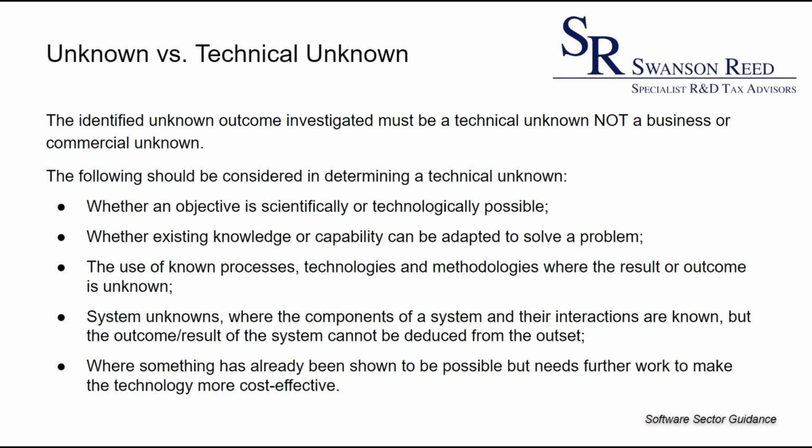The identified unknown outcome investigated must be a technical unknown, not a business or commercial unknown. The following should be considered in determining a technical unknown: whether an objective is scientifically or technologically possible, whether existing knowledge or capability can be adapted to solve a problem, the use of known processes, technologies, and methodologies where the result or outcome is unknown, system unknowns, where the components of a system and their interactions are known, but the outcome/result of the system cannot be deduced from the outset, and where something has already been shown to be possible but needs further work to make the technology more cost-effective.